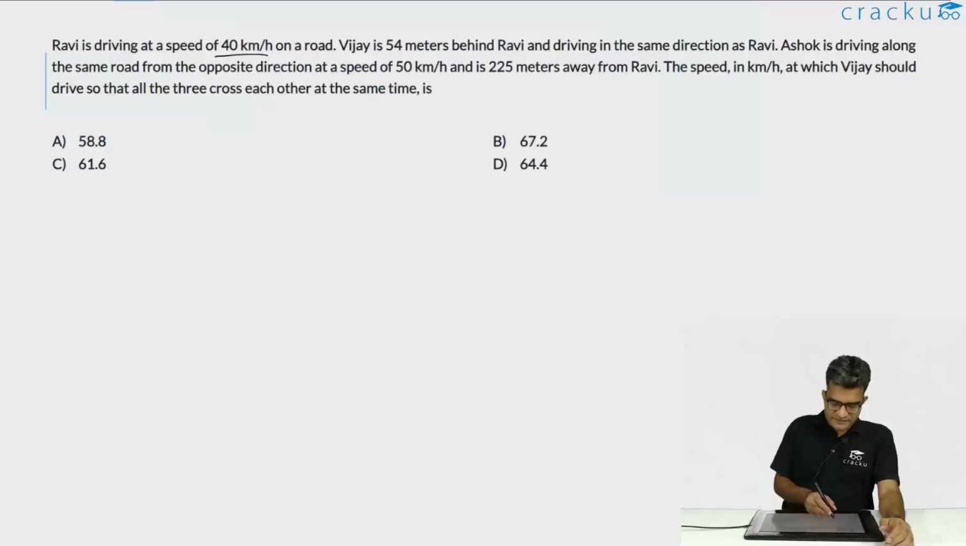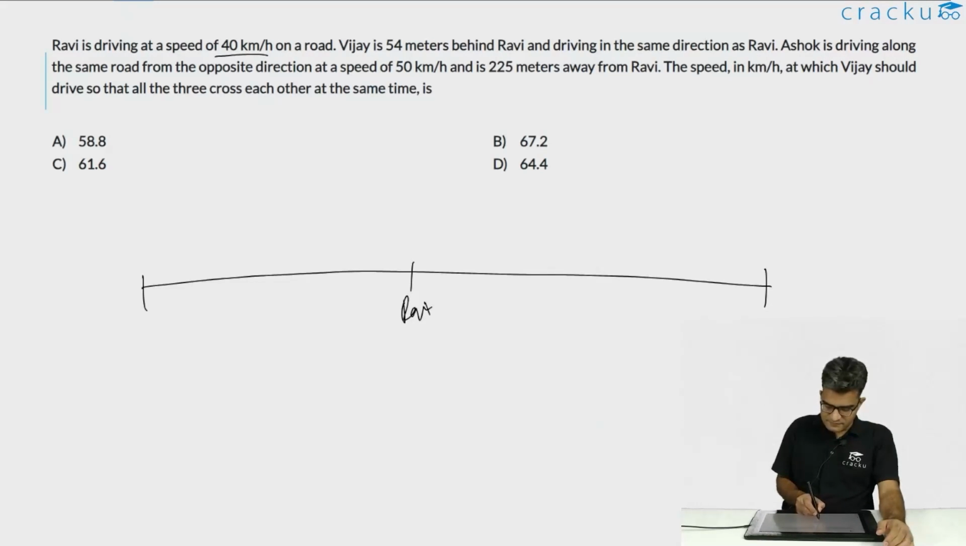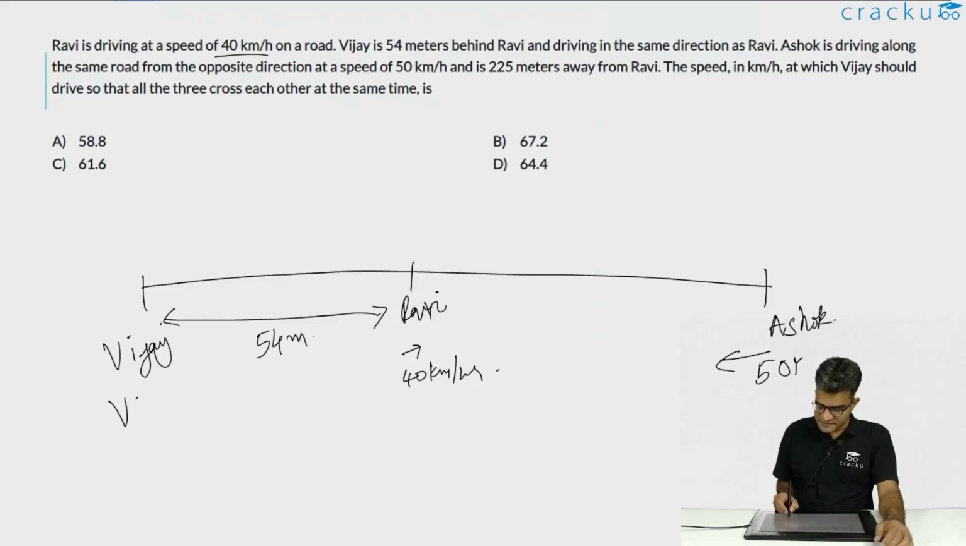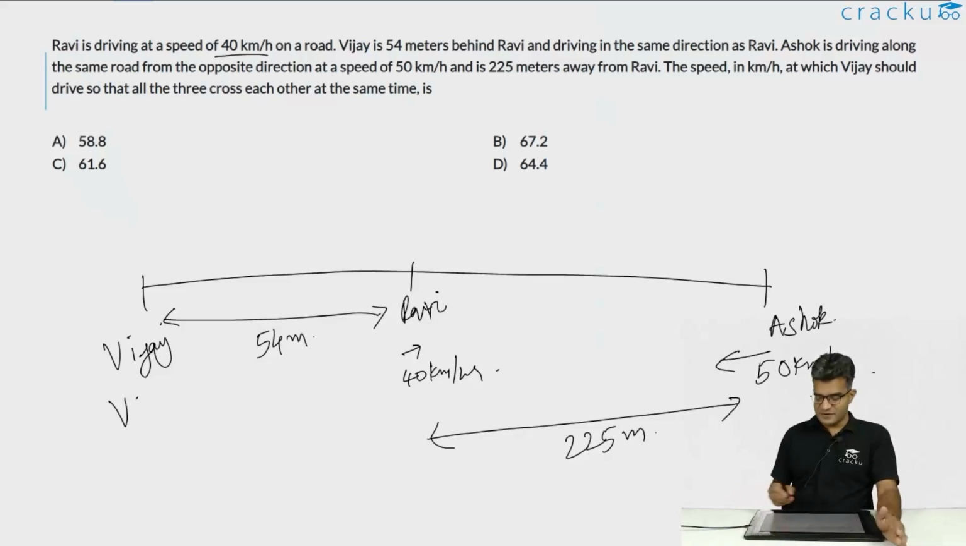In this question, we are told that Ravi is driving at a speed of 40 kilometers per hour on a road. So this is Ravi. He is driving at 40 kilometers per hour. Vijay is behind him. Vijay is 54 meters behind Ravi. Let us assume that he is going at V kilometers per hour towards Ravi. Ashok is driving on the same road in the opposite direction. Ashok is going this side at the speed of 50 kilometers per hour. And the initial distance between Ashok and Ravi is 225 meters. We want the 3 of them to meet at the same point at the same time. So what should the speed of Vijay be?